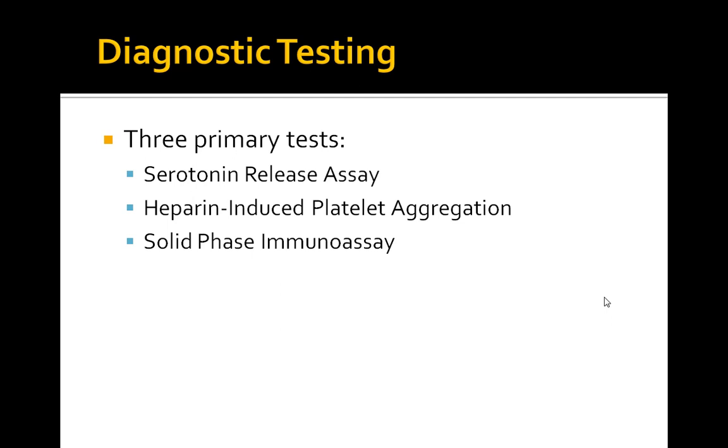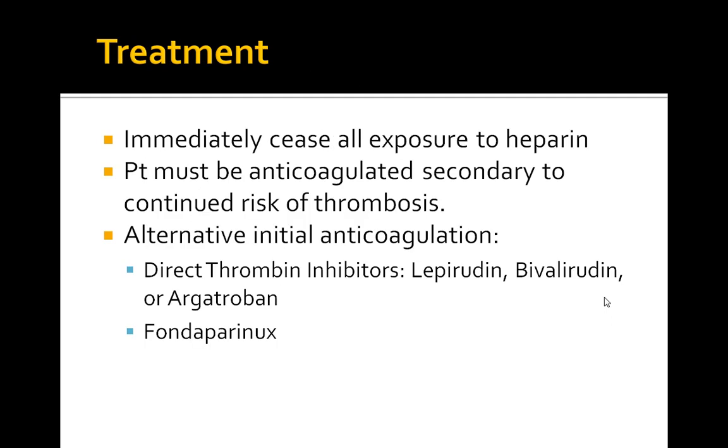There's 3 primary tests you can do: a serotonin release assay, a heparin-induced platelet aggregation, a solid phase immunoassay. And for the treatment, immediately stop all the heparin. Patients must be anticoagulated secondary to continued risk of thrombosis. An alternative initial anticoagulation with direct thrombin inhibitors like lepirudin, bivalirudin, or argatroban, in addition to fondaparinux, can be given.